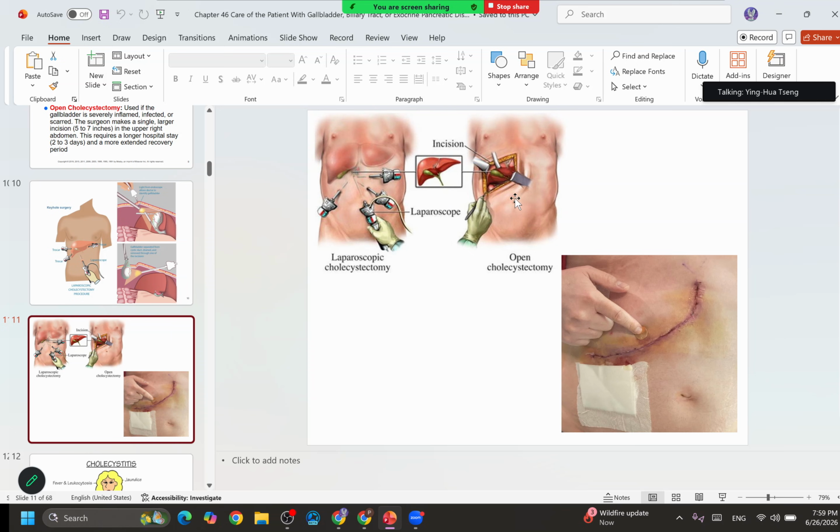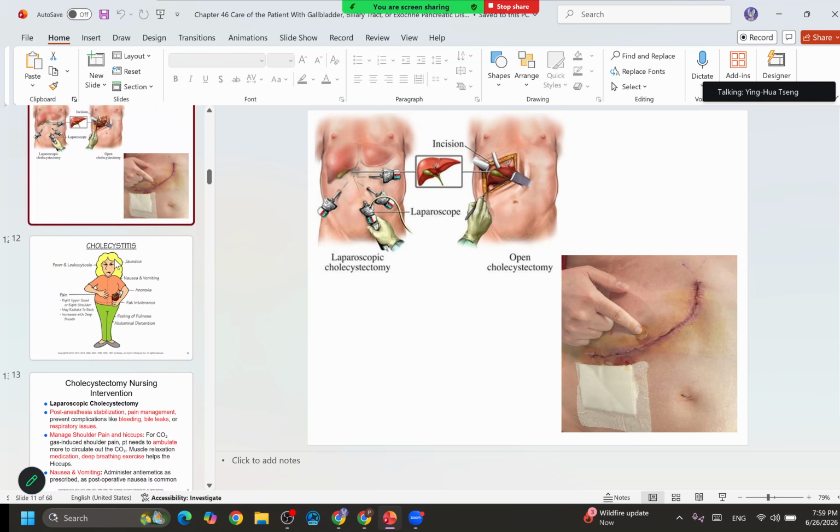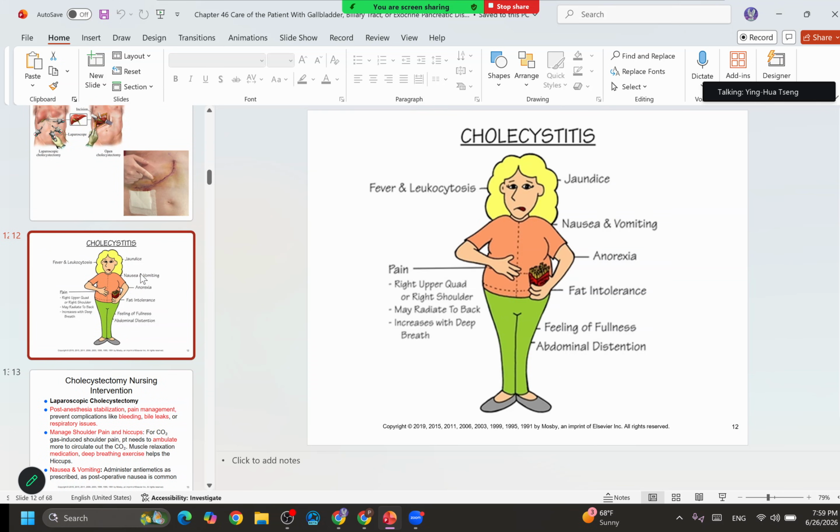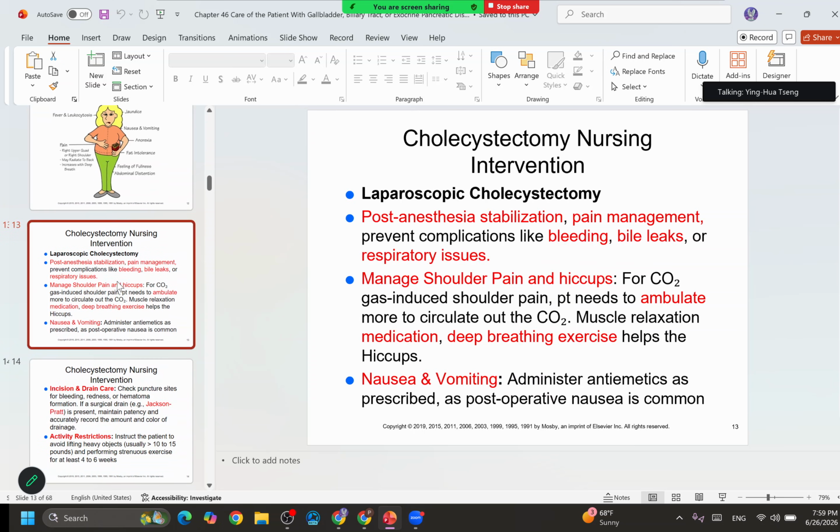In this surgical procedure, we have lots of NCLEX questions. This is a difficult one because it has lots of problems, like pain issues and infection issues, and usually with this surgery we put in a tube we call the T-tube drainage system. Oh my God, that's a nightmare. I don't want to see a T-tube anymore. Anyway, this is a picture you can read by yourself, so let's go back.